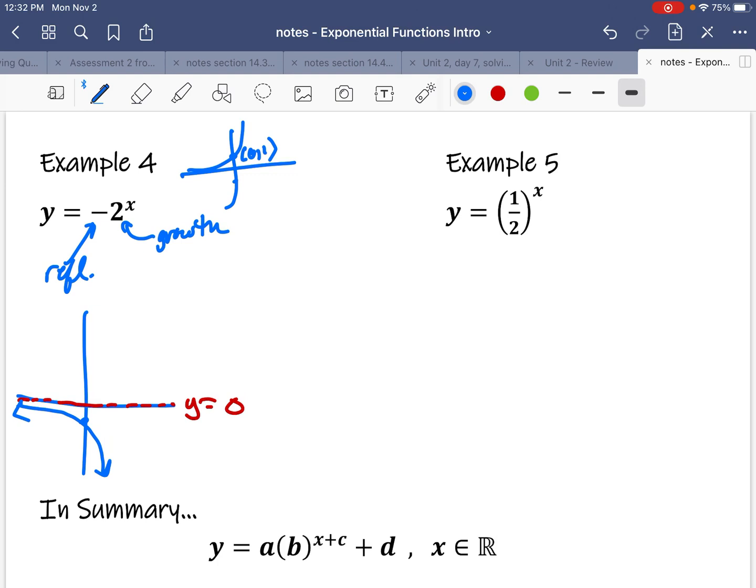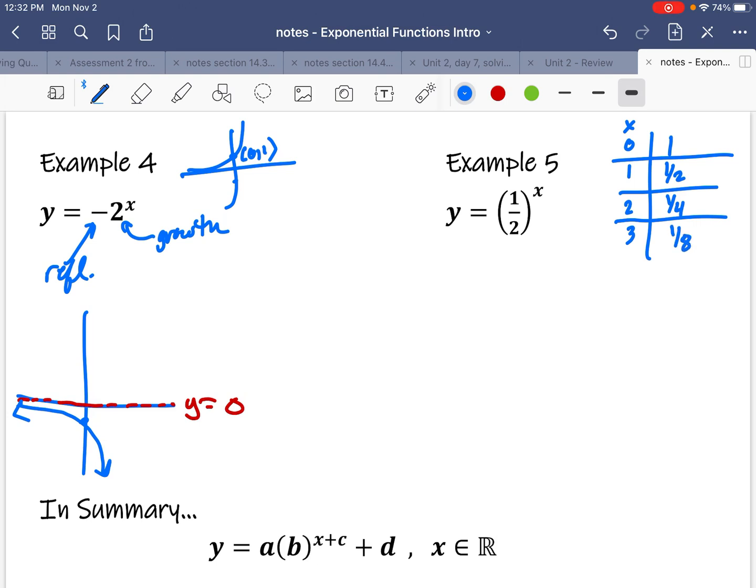All right, and then we have this one example of a decay. All right, so imagine what's happening here. Let's try to plug in some numbers. So if I plug in 0, 1, 2, 3, and so forth. If I plug in 0 for my x, I get (1/2)^0, that's 1. Then I plug in 1. Well, (1/2)^1 is 1/2. Then I plug in 2. (1/2)^2 is 1/4. Then I plug in 3. (1/2)^3 is 1/8.